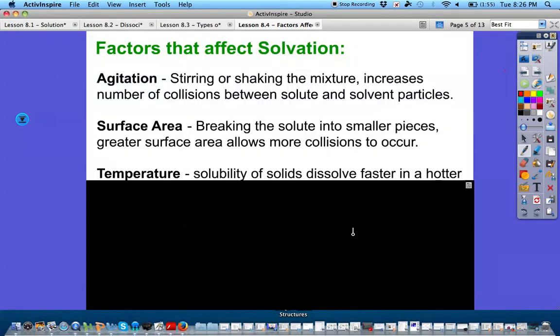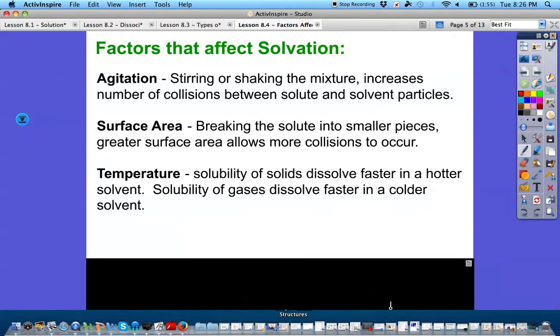So there's a couple different things that we can do to increase the solubility of a substance. The first thing is agitation. Agitation involves stirring or shaking the mixture. This increases the number of collisions between the solute and the solvent particles. So think about if you want the sugar from the Kool-Aid flavoring packet to dissolve, you stir it to increase the rate at which it dissolves.